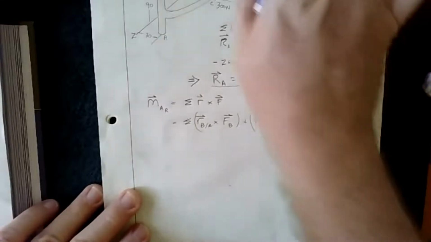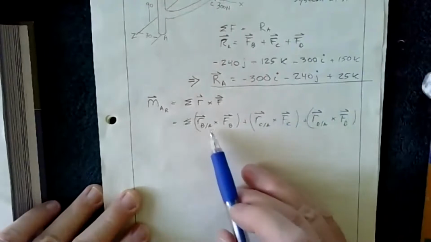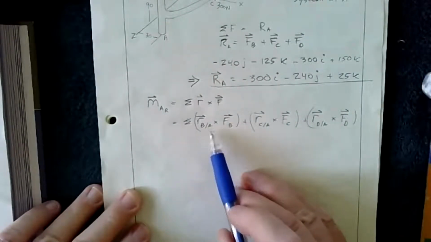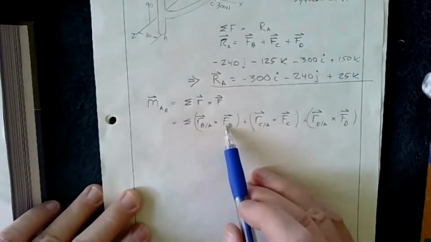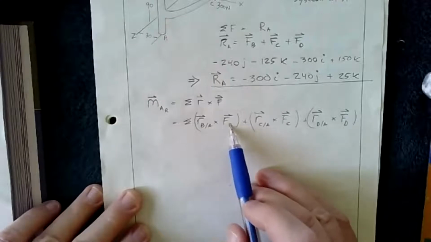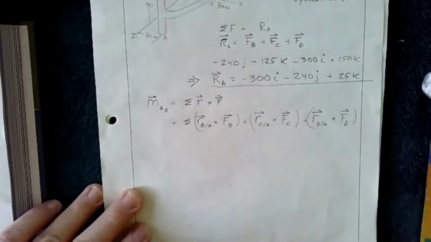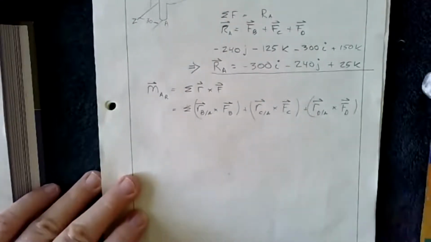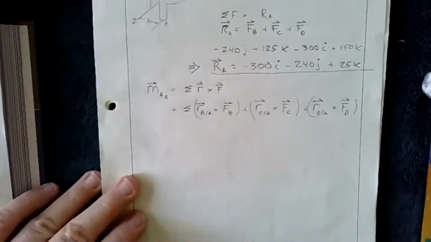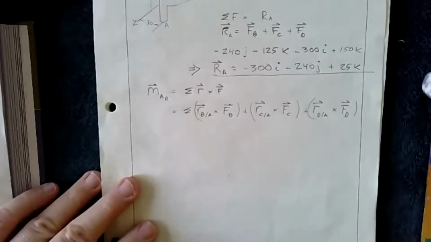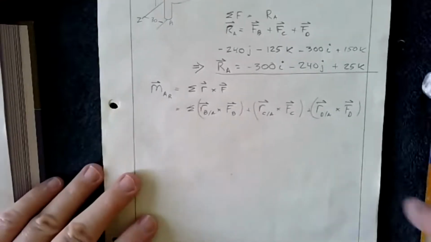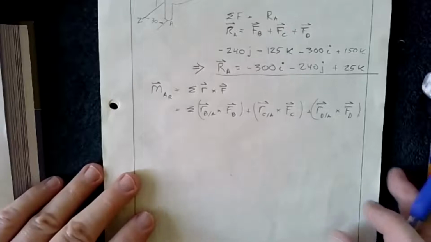If you ignore these two, then really all you're doing is going from A to B and crossing up the force. So in the previous lecture, we'd have been done there. The only difference now is we're just adding. So going on, let's go ahead and do that.